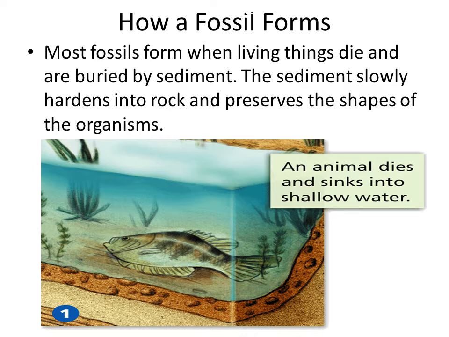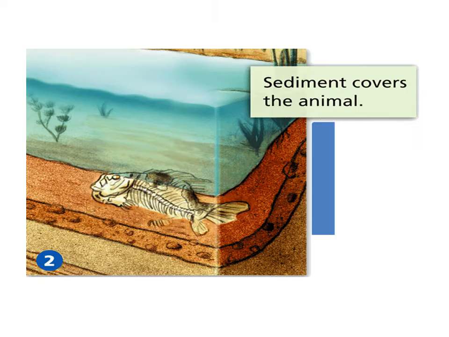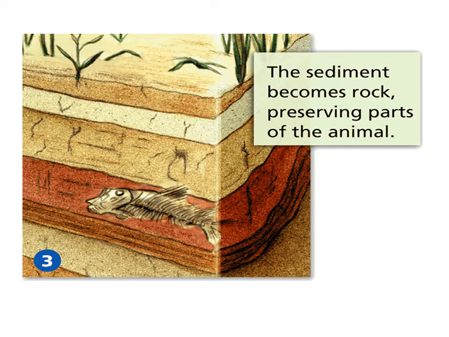An animal dies and sinks into shallow water. Then after that, the organism is covered by the sediment. The sediment deposits cover the animal's body, just like the one shown in this diagram. Then the sediment becomes rock, preserving parts of the animal.